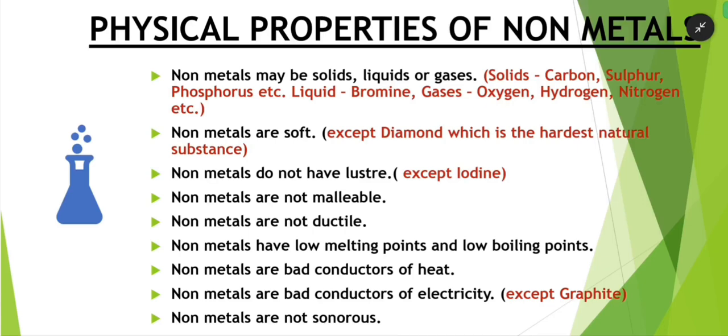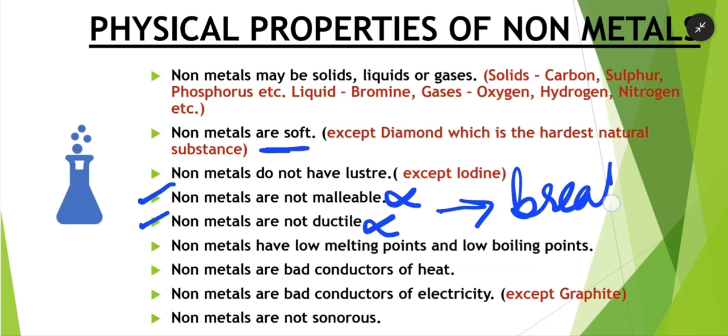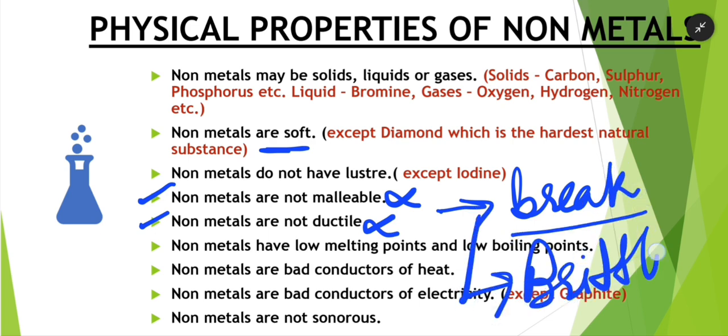The next property is that non-metals are not malleable and not ductile. It means non-metals cannot be beaten into sheets and cannot be drawn into wires because of the property that non-metals are soft. When we try to convert non-metals into sheets or wires, they break easily. This property of non-metals is called brittleness.